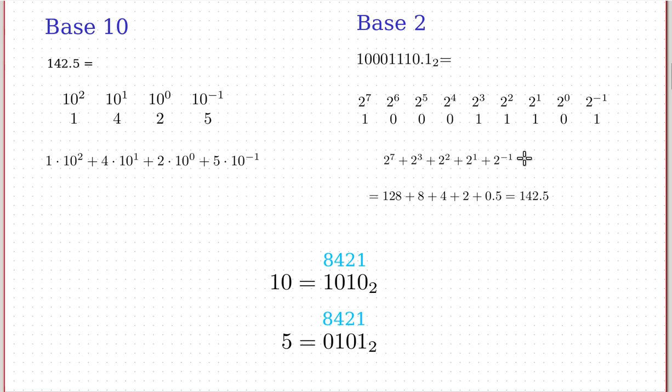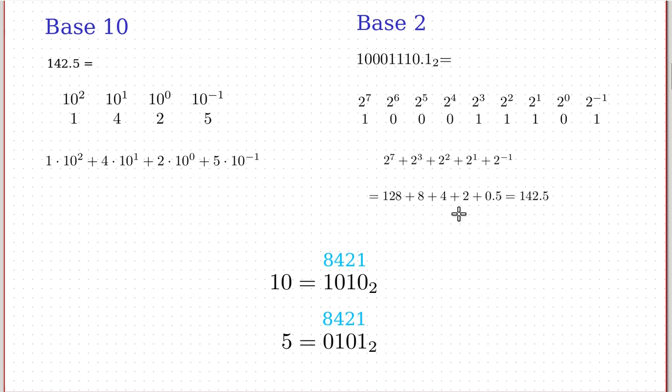So then you add these all up, we get 2 to the 7th is 128, 2 to the 3rd is 8, 2 to the 2nd is 4, 2 to the 1st is 2, 2 to the negative 1 is 0.5. It actually gives us exactly the same number that we had in base 10. It's equal to 142.5 in base 10, right?